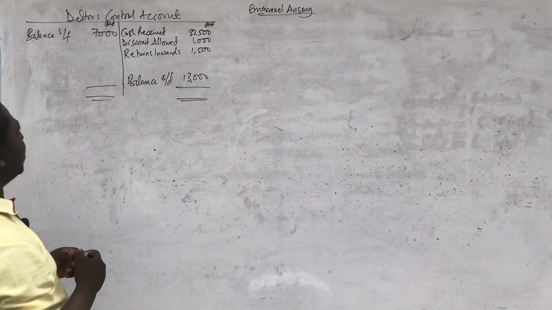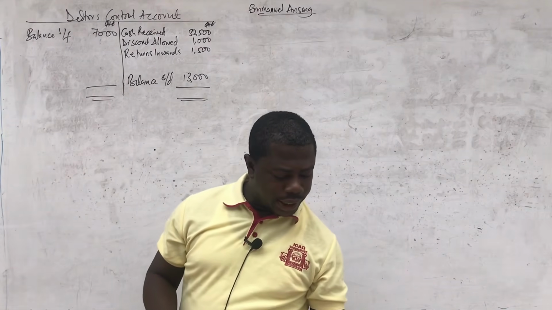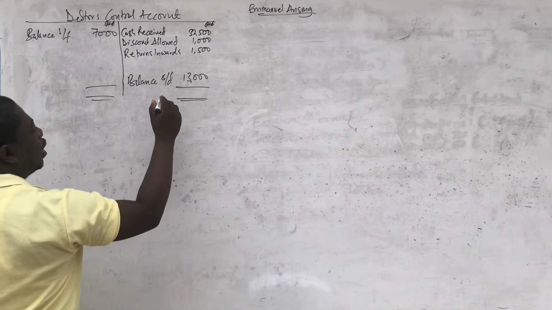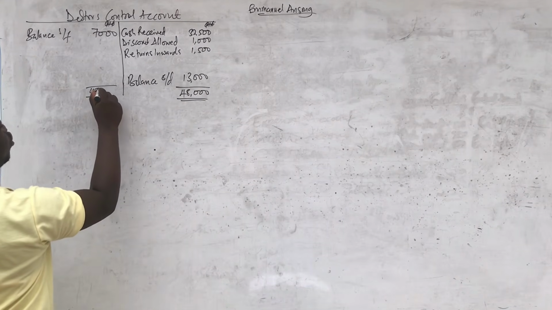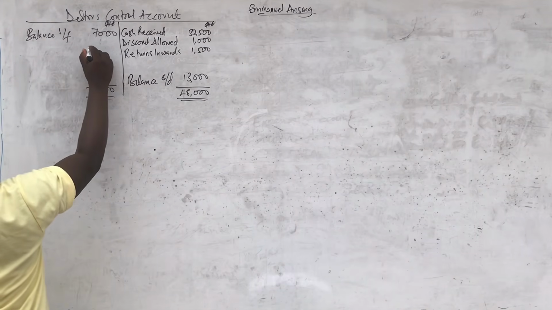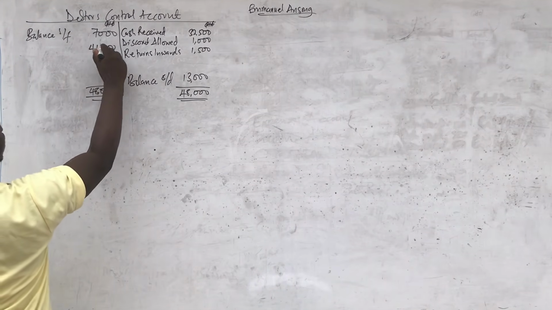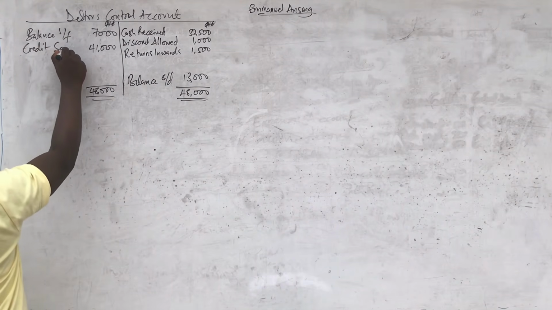So when we add that up, definitely the credit side will be bigger than the debit side. It's going to give us a total of 48,000. So that is what we are going to put here. So we are going to have a difference here. And the difference, if you look at the subtraction, is going to be 41,000. And this difference is what we are going to call credit sales.